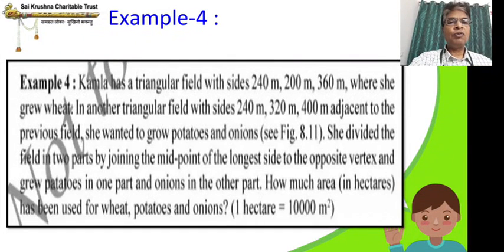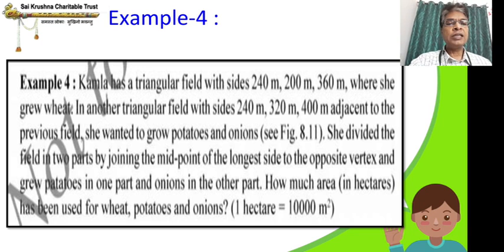So, this is example 4. Kamala has a triangular field with sides 240, 300, 360 meter where she grew wheat. In another triangular field with sides 240, 320, 400 meter adjacent to the previous field, she wanted to grow potatoes and onions. She divided the field in two parts by joining the midpoint of the longest side to the opposite vertex and grew potatoes in one part and onions in the other part. How much area in hectares has been used for wheat, potatoes and onions? 1 hectare equals 10,000 square meter.